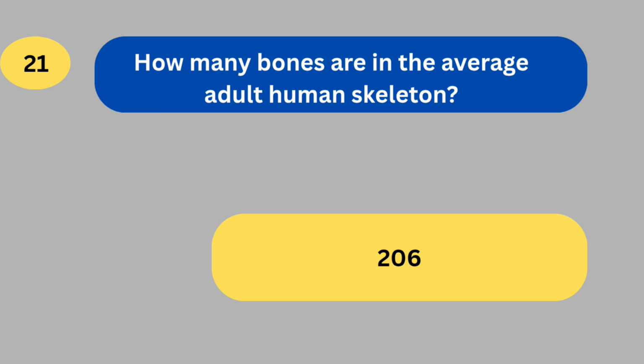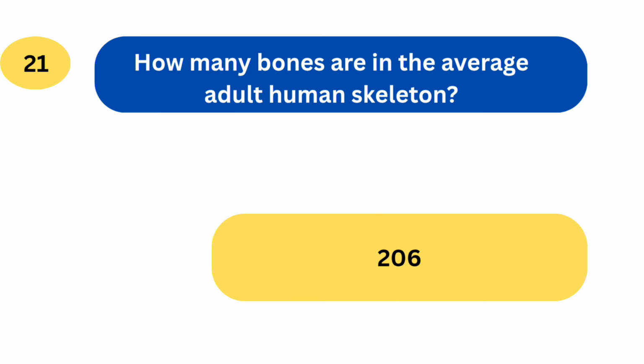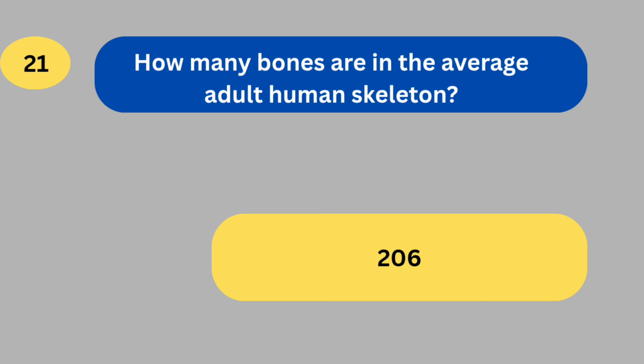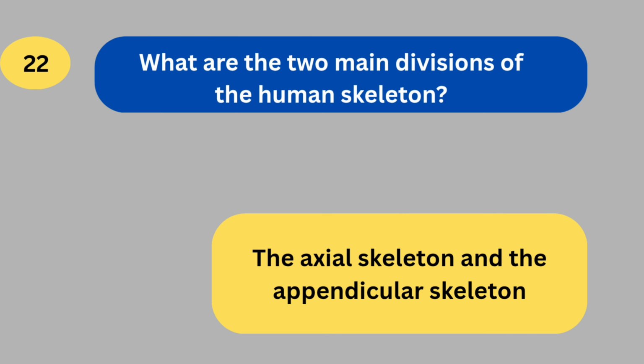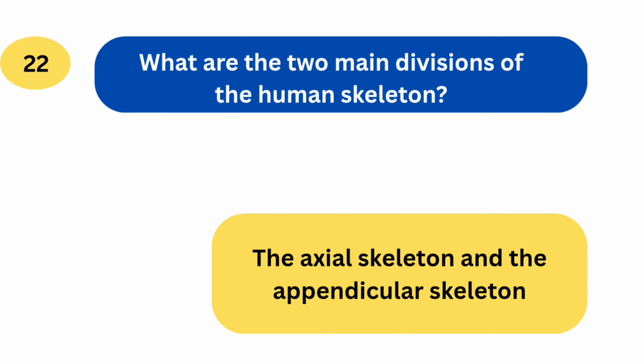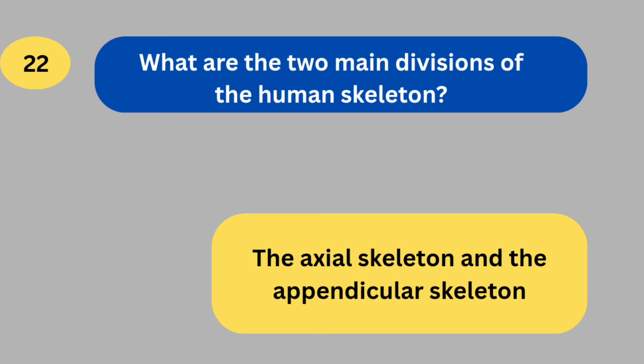How many bones are in the average adult human skeleton? Answer. 206. Next question. What are the two main divisions of the human skeleton? Answer. The axial skeleton and the appendicular skeleton.